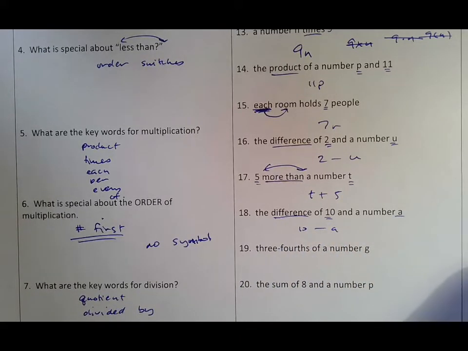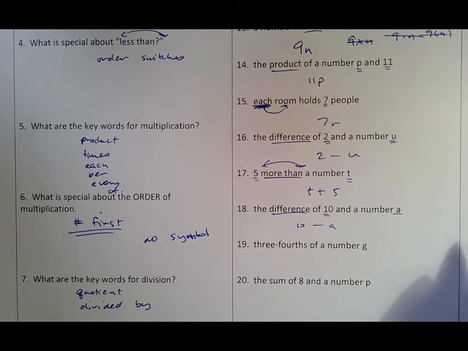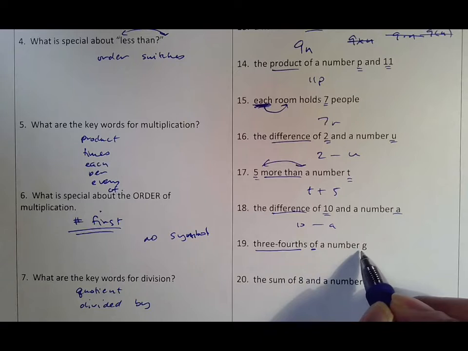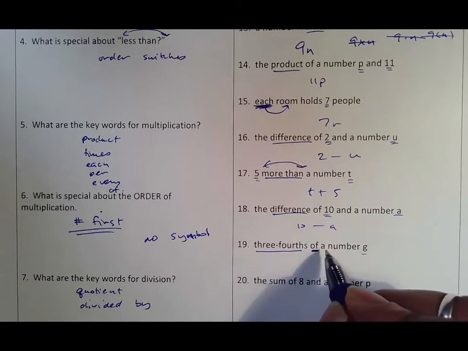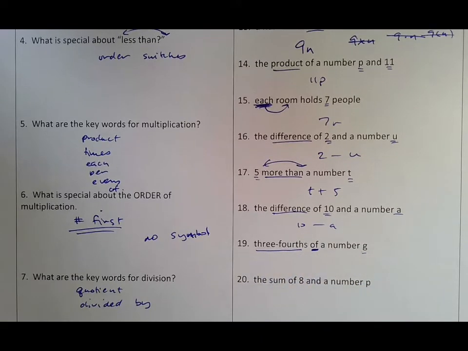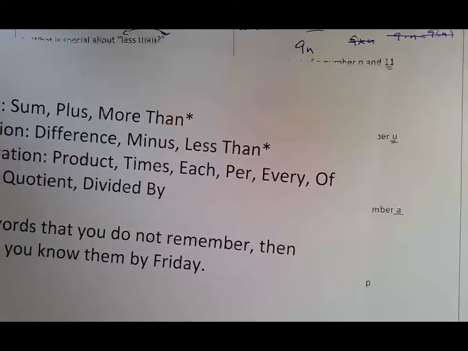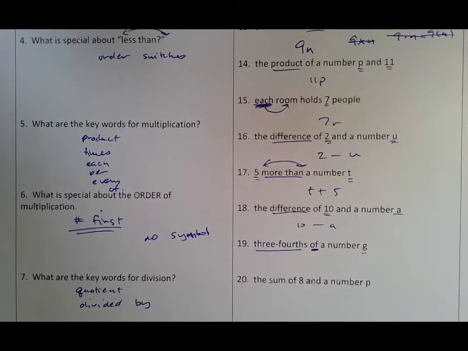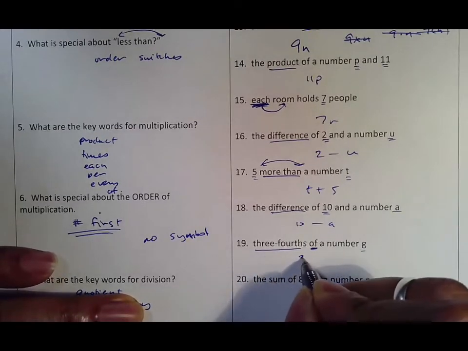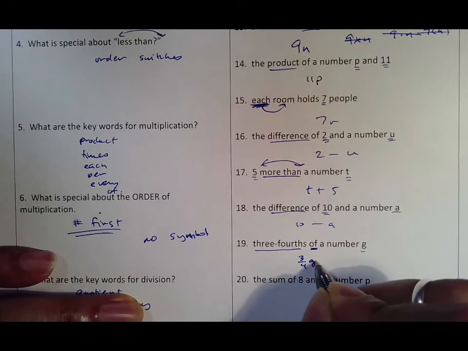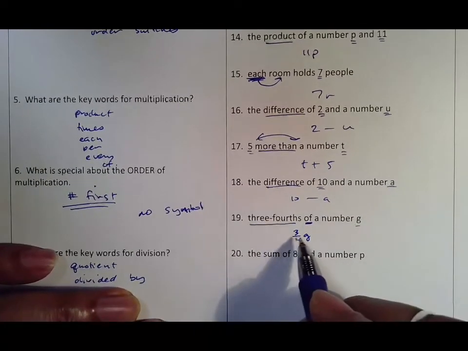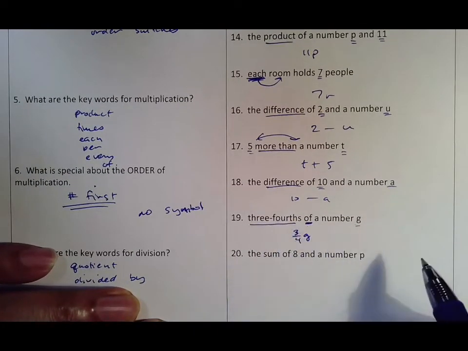There's no algebra. There's really no thinking outside of just memorizing what you have. 3/4 of a number g. This is multiplication, if you remember that first list that I gave you. It says in multiplication is product, times, each, per, every, of. Of is easy. Again, all you've got to do is make sure you can write the number, which is 3/4, and then put the g right beside it. And that's all. That's 3/4 times g. Of means times. That's it.